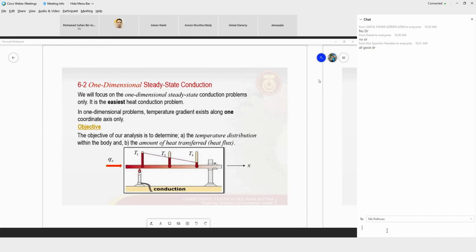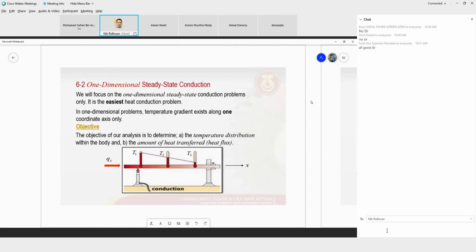All right. Now let's look at a bit of theory on steady state heat conduction. Again, we will focus on one-dimensional steady state conduction problems only. This is our limitation for this course. It is the easiest heat conduction problem. Later we will see what conditions we have for steady state conduction.